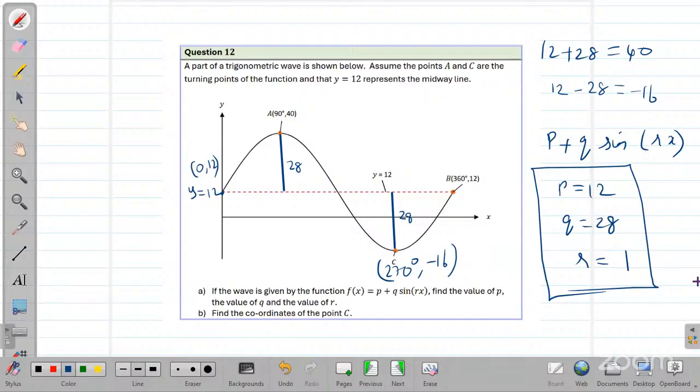So the function will be of the form f of x is equal to 12 plus 28 sin x. Now substitute x is equal to 0, you'll get the answer 12. x is equal to 90 degrees, you'll get 12 plus 28, which is 40. x equal to 360 degrees, once again 12. x equal to 270 degrees, 12 minus 28 will be negative 16. All of these are satisfying correctly.